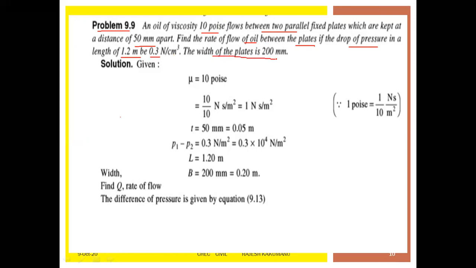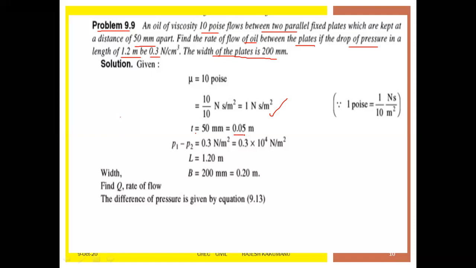This is also a similar thing, but here the viscosity is 10 poise. Now, what is the viscosity mu? The viscosity mu is equal to 10 poise. Therefore, 1 poise is equal to 1 by 10 Newton second per meter square. Substituting, we get 10 by 10, that is 1 Newton second per meter square. So mu is equal to 1. Then, what is the thickness here? The thickness is 50 mm apart. Therefore, t is equal to 0.05 meter.